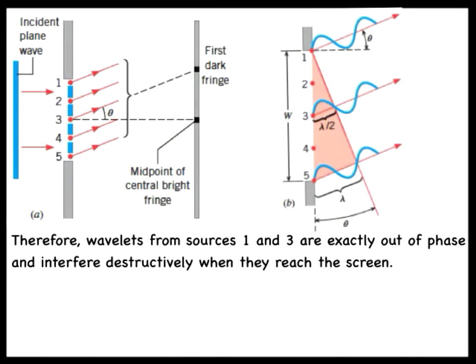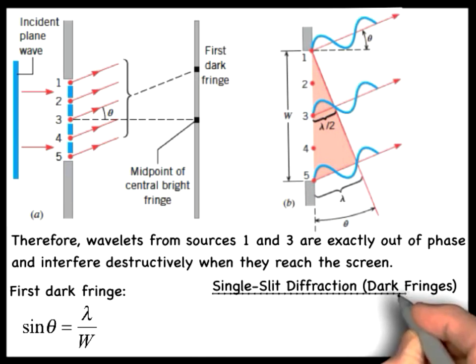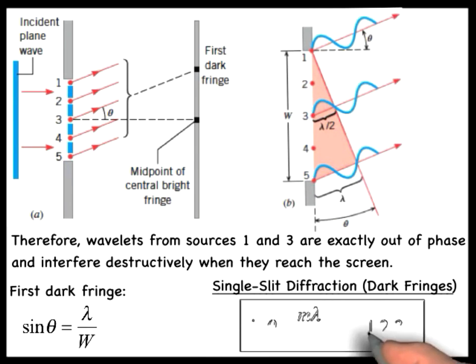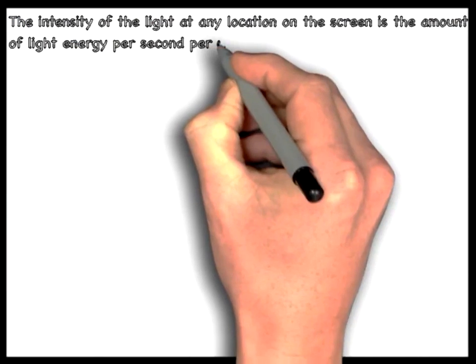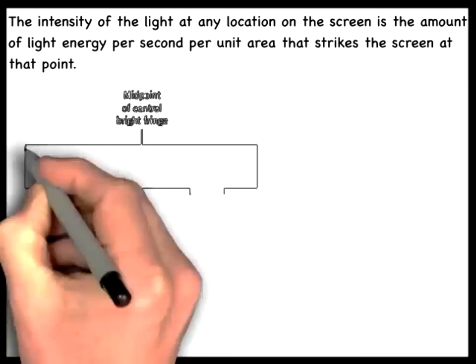Thus, each wavelet from the upper half of the slit cancels a corresponding wavelet from the lower half, and no light reaches the screen. From the figure, we see that the first dark fringe is given by sine theta equals lambda over w, where w is the width of the slit. Similar arguments hold for the higher order dark fringes, and the general result is the following. Sine theta is equal to m lambda over w, where m is equal to 1, 2, 3, etc. Between each pair of dark fringes there is a bright fringe due to constructive interference.